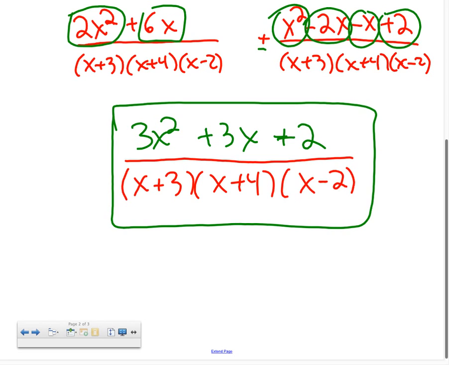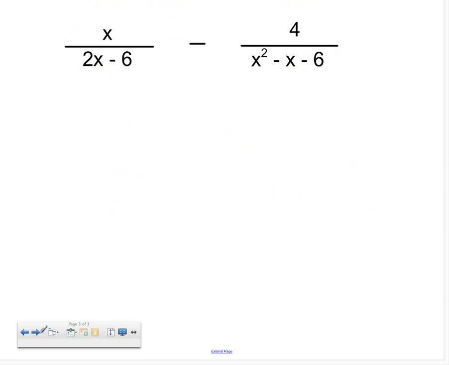Okay. Let's look at subtraction because even though addition is very similar to subtraction, subtraction does have one minor detail that tends to throw a lot of people. So pretty simple start. X over 2x minus 6 minus 4 over x squared minus x minus 6. So not as many terms going on in this one, but we still need to get the bottoms to be the same. So first fraction.